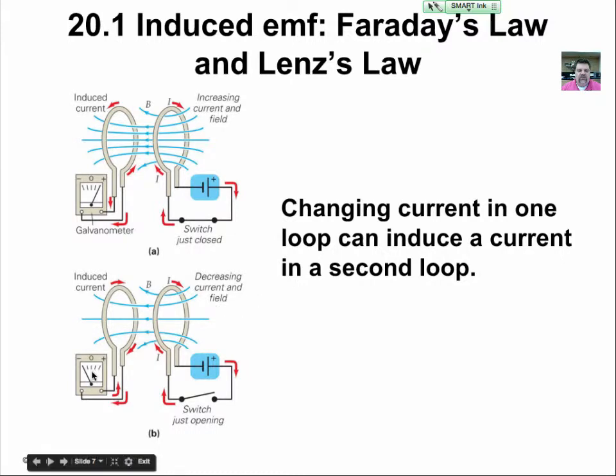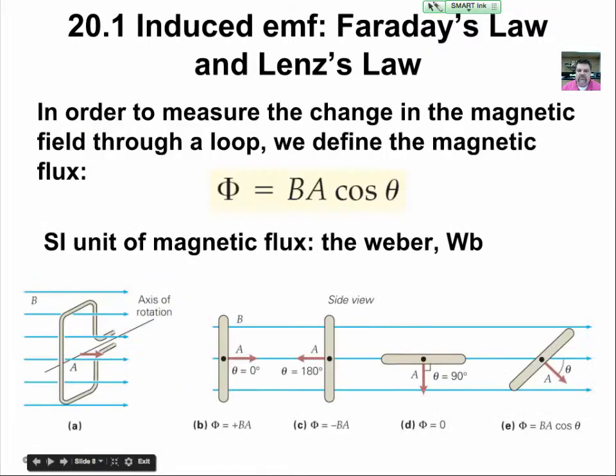Okay, here we have a decreasing current and field, and it changes from a positive reading to a negative reading. So in order to measure the change in a magnetic field through a loop, we define what we call magnetic flux. And so the Greek letter phi is right here, and that represents magnetic flux. And it's basically a measure of the magnetic field times the area.